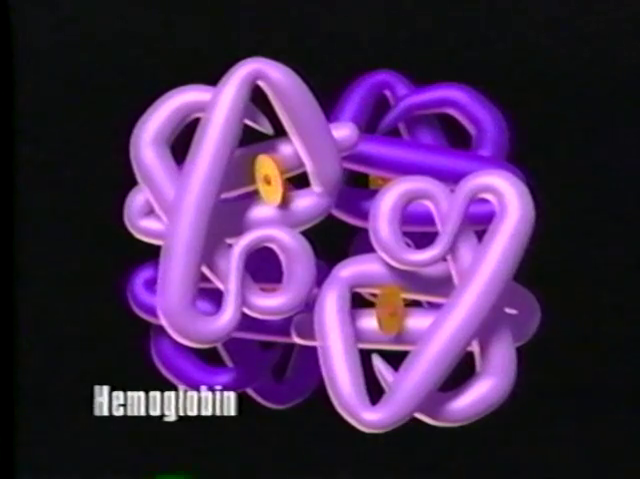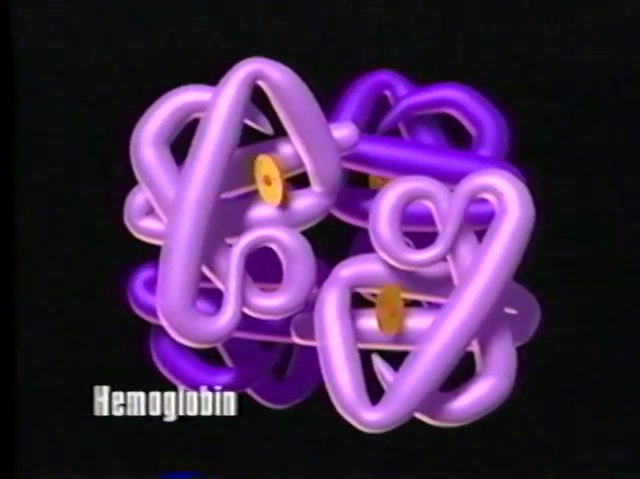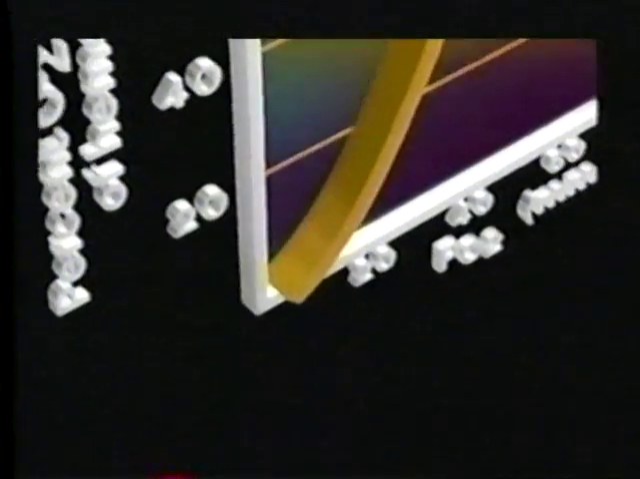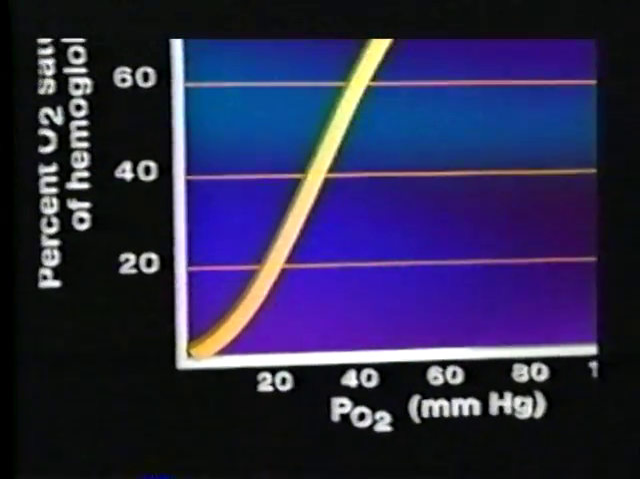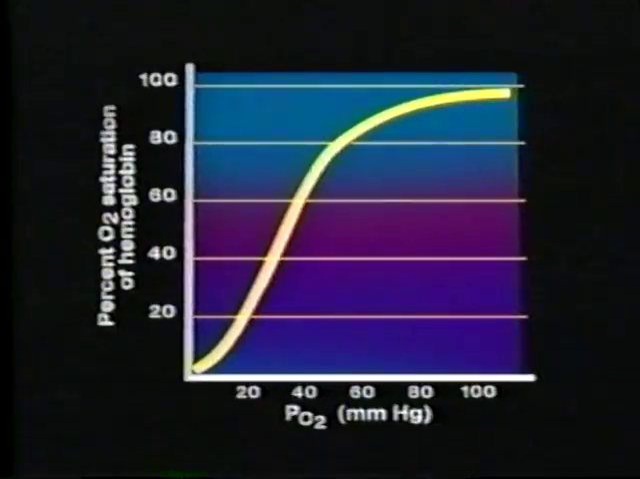98.5% of the oxygen in the bloodstream is transported by hemoglobin molecules inside our red blood cells. The ability of hemoglobin to attract or release oxygen is primarily controlled by the partial pressure of oxygen in the local environment. These hemoglobin saturation curves show that as oxygen concentration rises, the amount of hemoglobin combined with oxygen increases. If the partial pressure of oxygen in plasma is high, hemoglobin is nearly 100% saturated with oxygen.